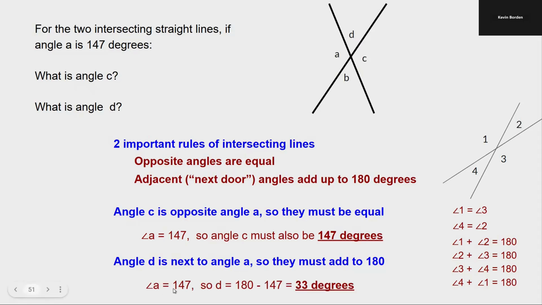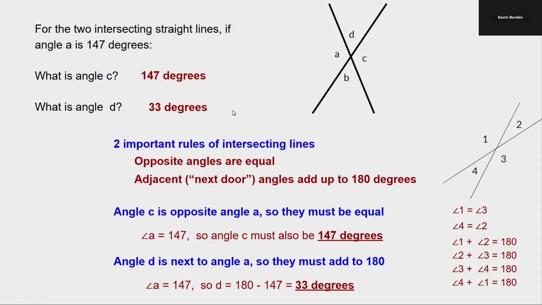So if angle A is 147 degrees, we can find D by using that same technique we've used with triangles before. We take the angle that we know, 147 degrees, we subtract it from 180, and that gives us the degrees that must be left over, and that is our missing angle D. We can fill in our answers now. Angle C is 147 degrees. Angle D is 33 degrees.